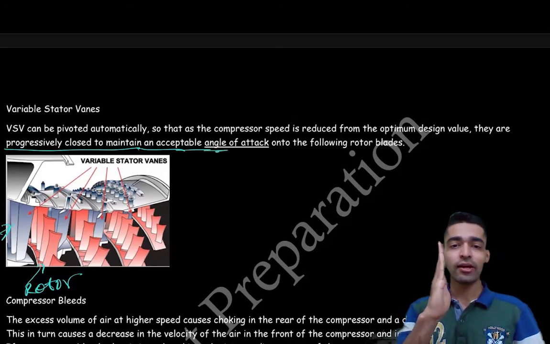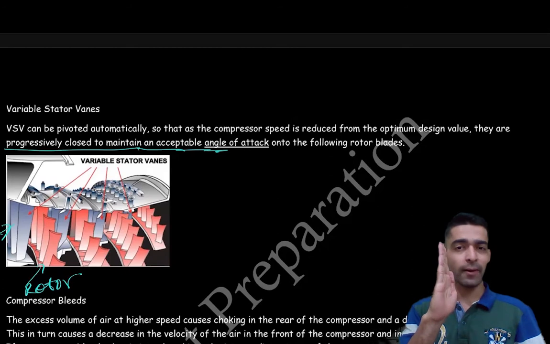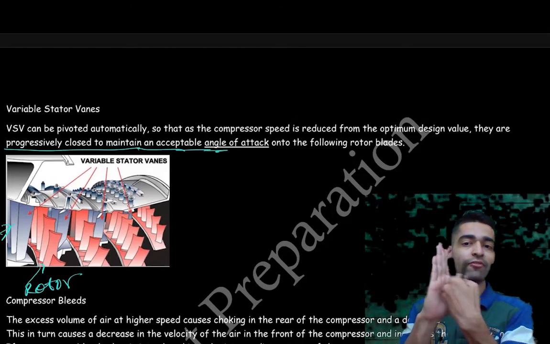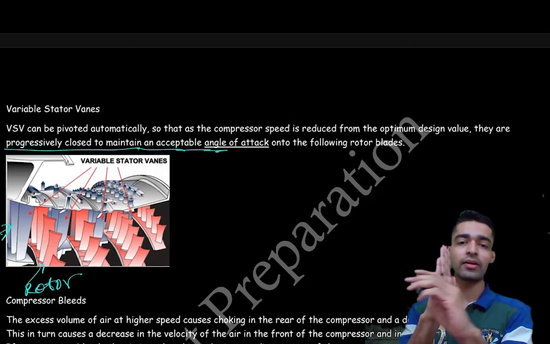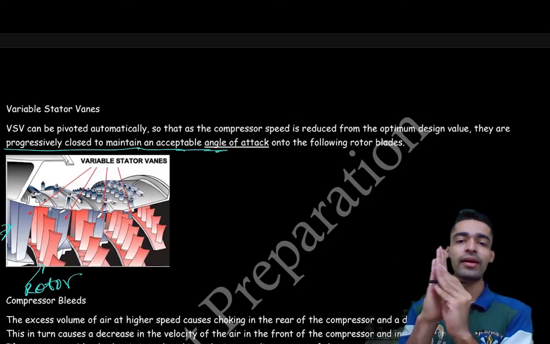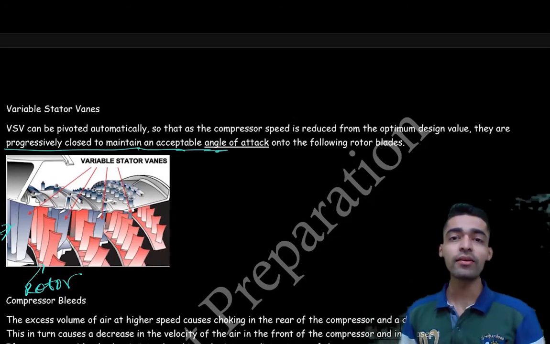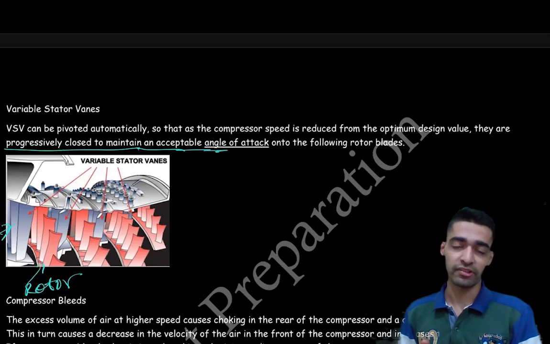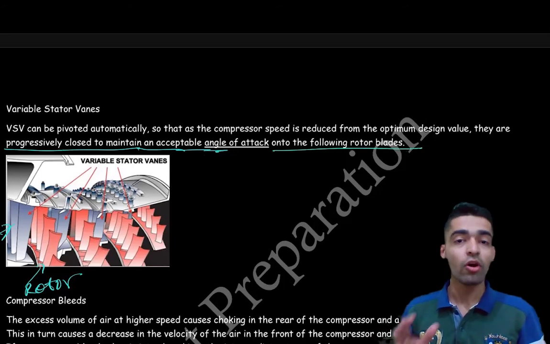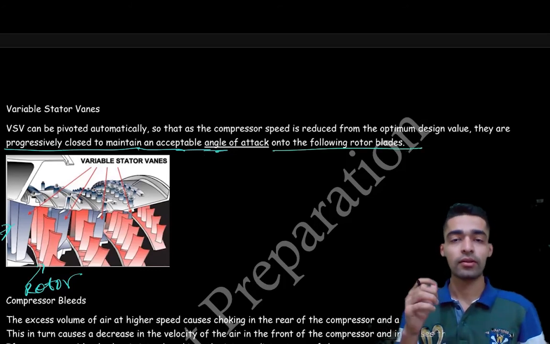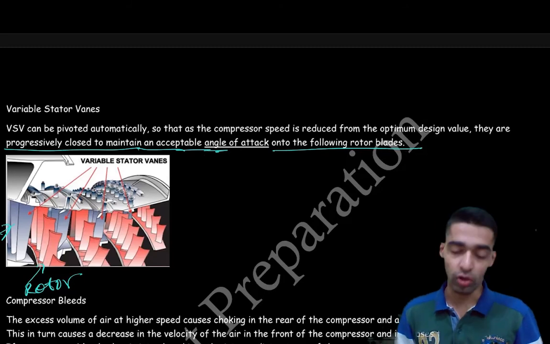They are open like this. Once they are closed like this a bit, what will happen? The angle of attack will be changing. The air was coming like this earlier. Now it will be coming like this at an angle. It will be hitting the rotor part of the compressor. So that is how we will be able to run the compressor properly without any stall.